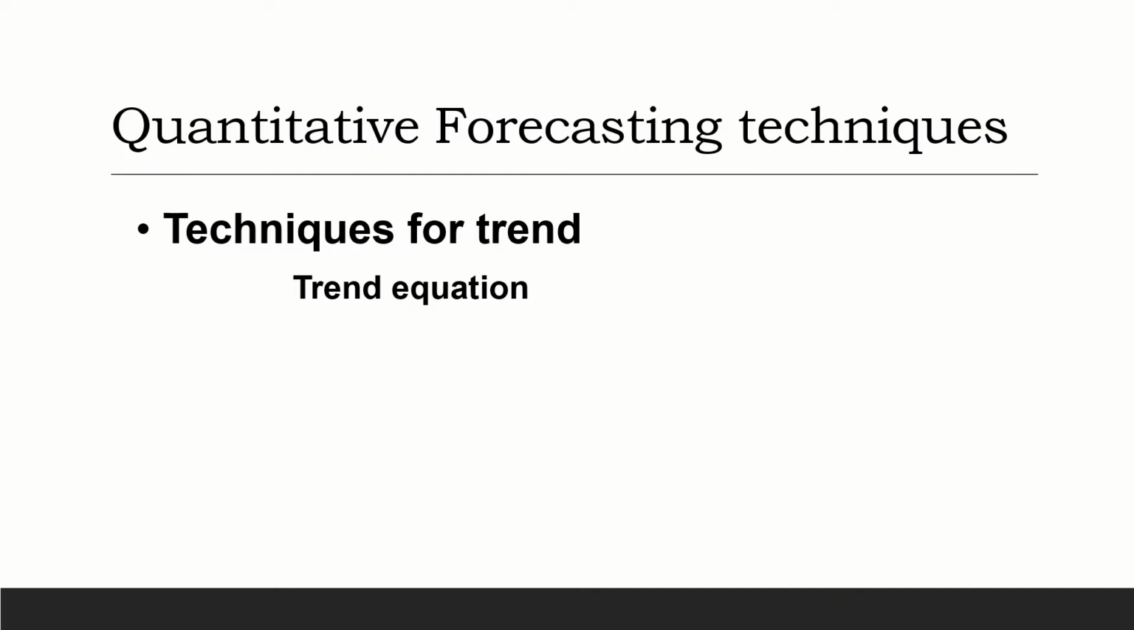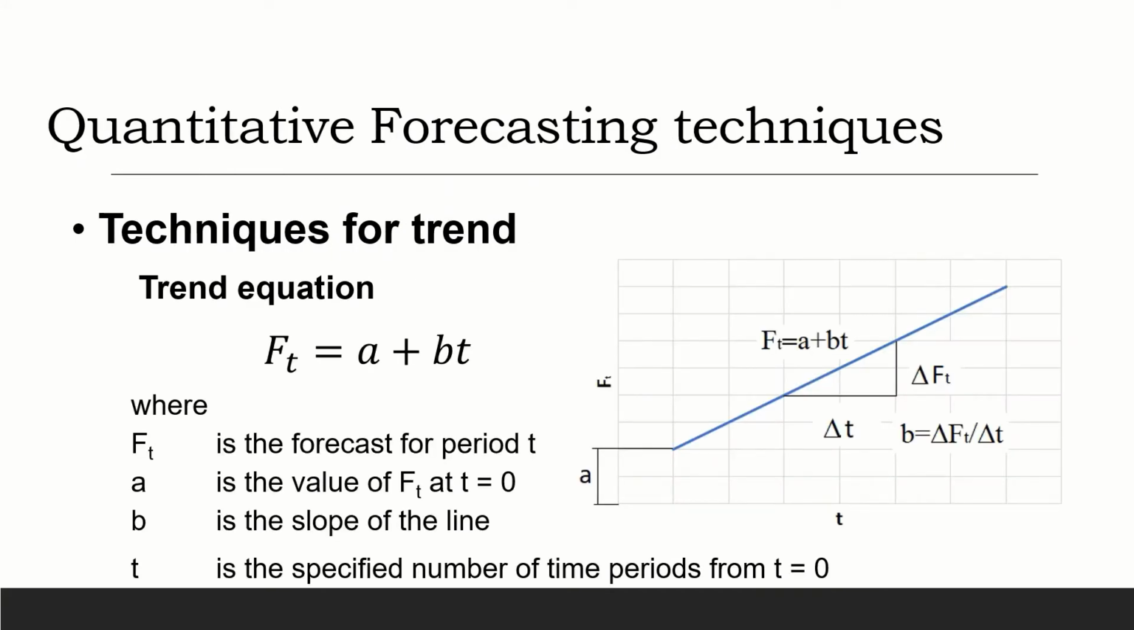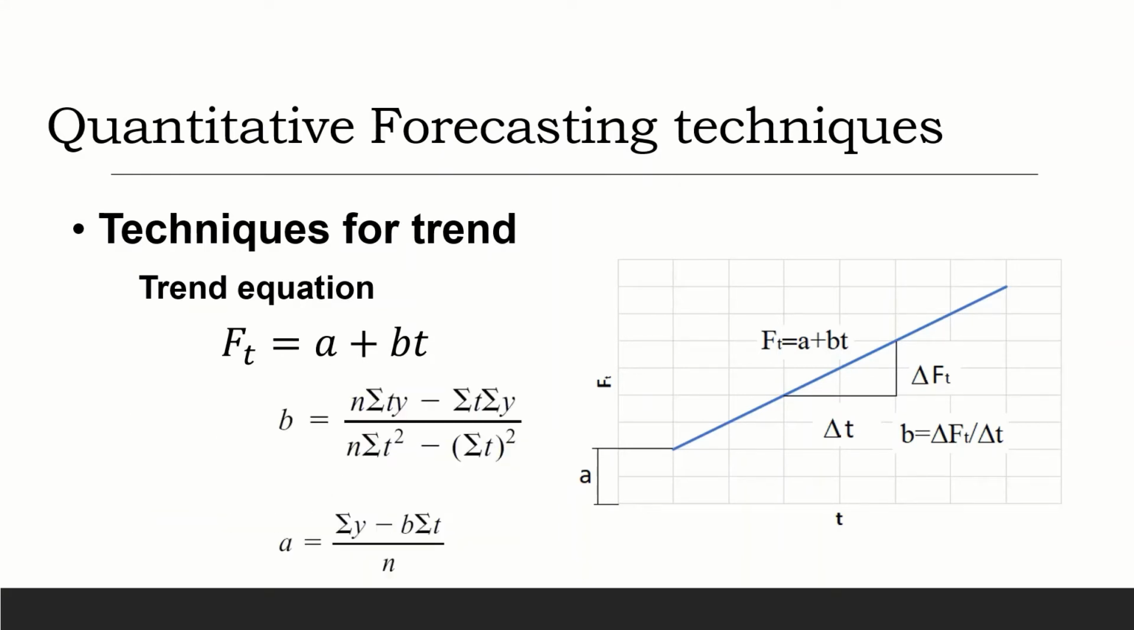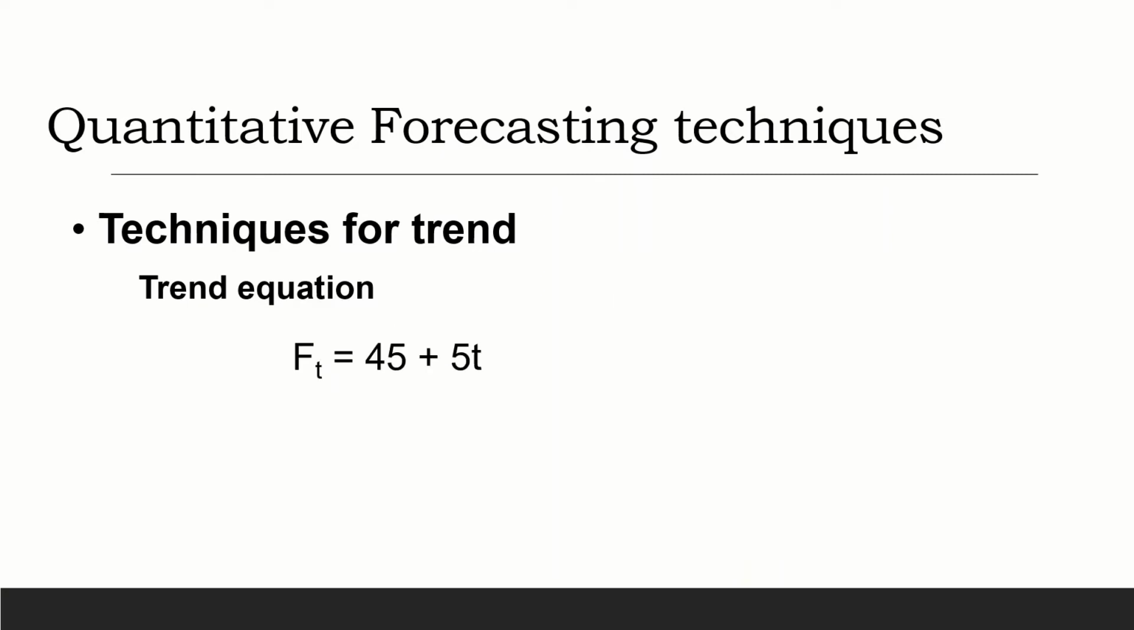For the trend equation, a linear trend equation has the form Ft equals a plus b multiplied by t, where Ft is the forecast for period t, a is the value of Ft at t equals 0, b is the slope of the line, and t is the specified number of time periods from t equals 0. The coefficients of the line, a and b, are based on the following two equations.